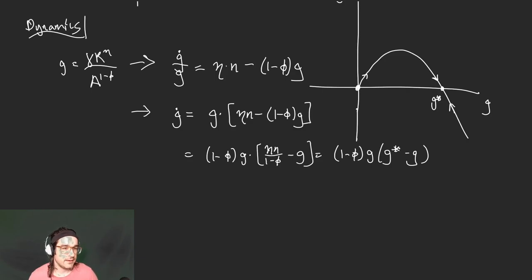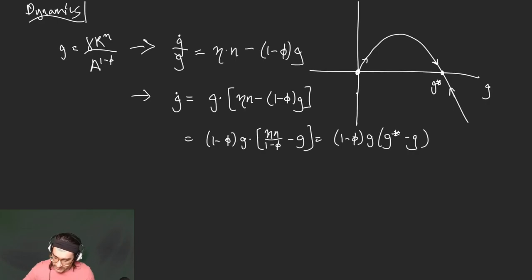And then when phi equals one, you just get that the growth rate of g is equal to eta times n. And that's where you kind of have to hope that n equals zero. So there you can see that knife edge case. Phi equals one sometimes is called a knife edge case because it's sort of non-generic. You need phi exactly equal to one.